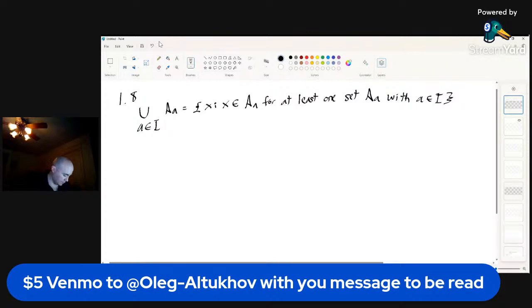This is, let me clarify this. That means x such that x is a member of A sub alpha for at least one set A sub alpha, with alpha containing I. All right. And right now we're just worried about the union. This set with alpha for at least one, and A is a set for every set A in some index, and I is not equal to the empty set.